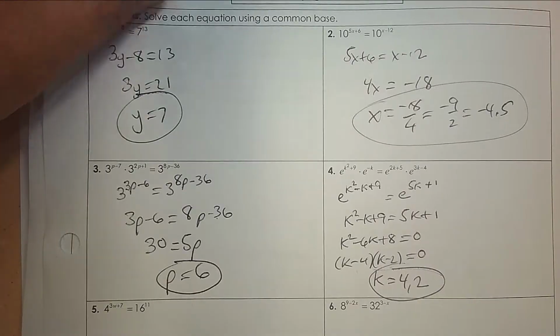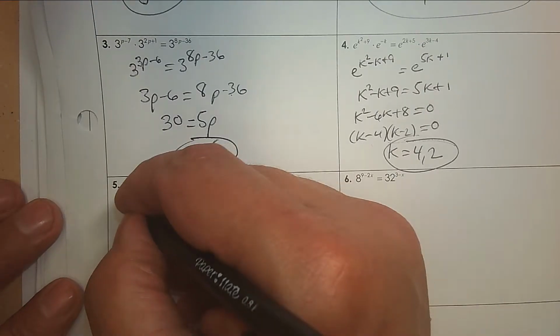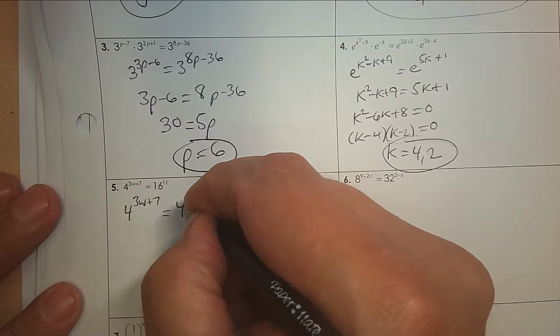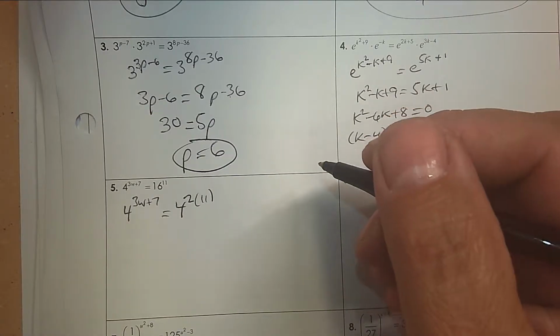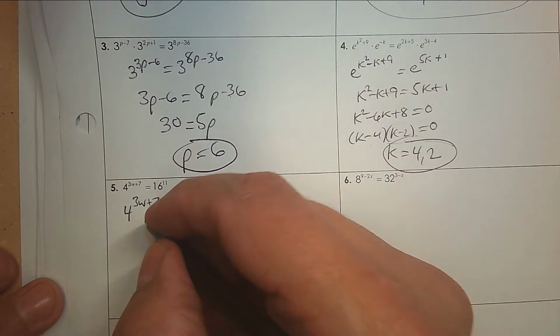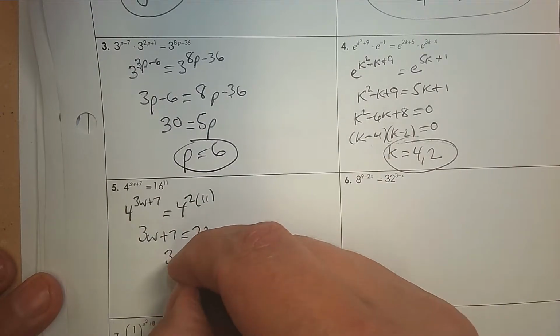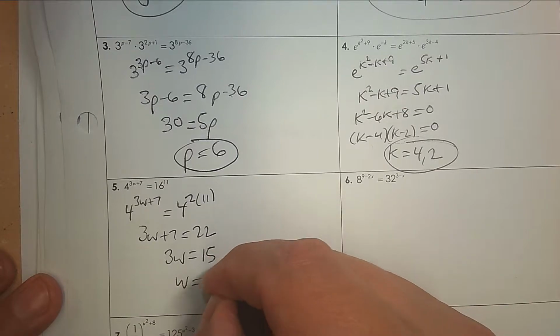Number 5. This one, we need to make the bases the same. So 16 can be written with a base of 4 squared, and there's 11 there. Make sure that you multiply what you put there. So we have 3w plus 7 is equal to 22. Subtract 7, and I get 15. Divide, and you get the answer 5.